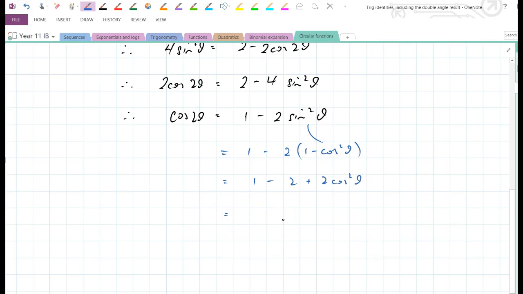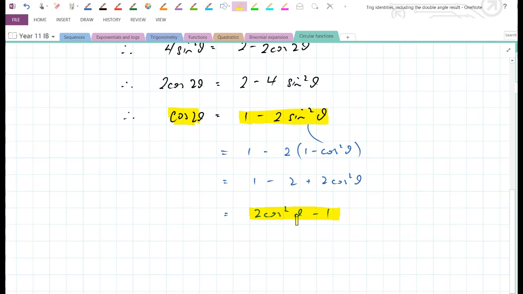which equals minus 1, so 2 cos squared theta minus 1. Okay, that's another result for cos 2 theta. So at the moment we've got this as a result for cos 2 theta, and we've got this as a result for cos 2 theta. That's cos 2 theta there. It's equal to both those things, just one in terms of sine squared, one in terms of cos squared.